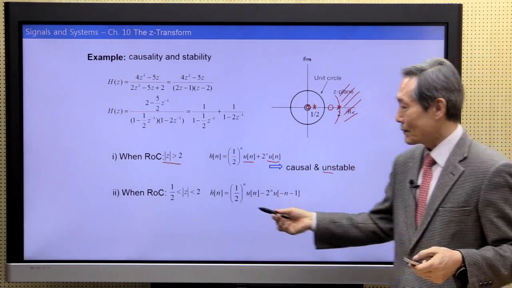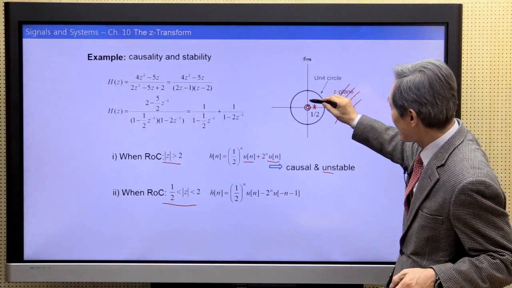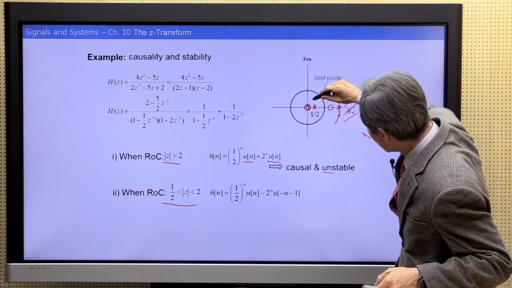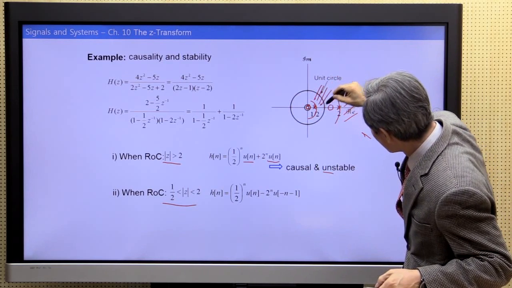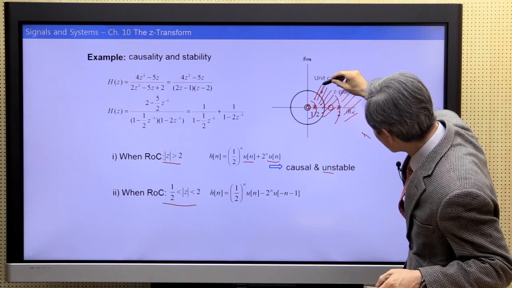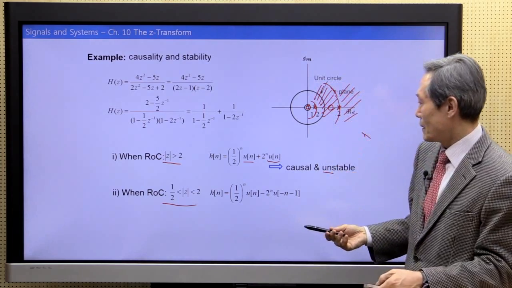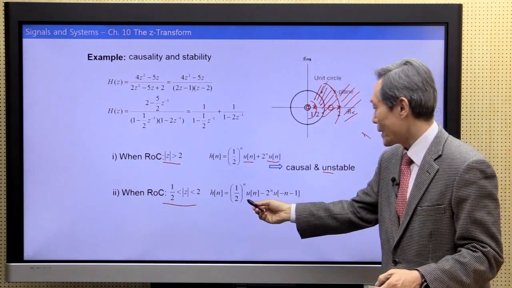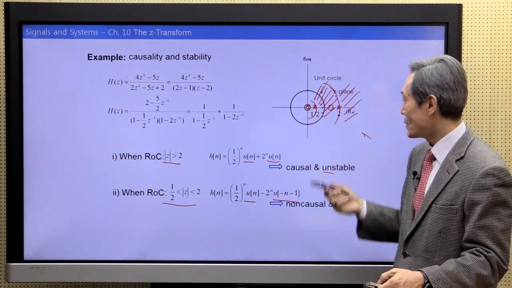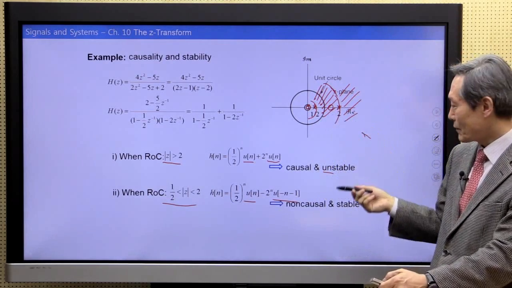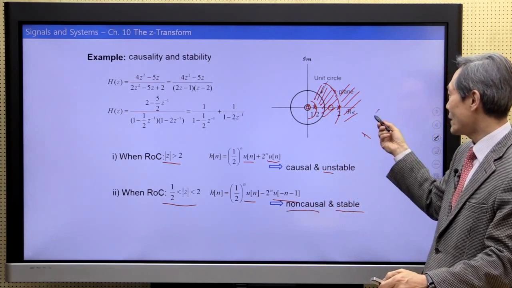Second case, if the region of convergence is a ring like that, it includes the unit circle. One term is right-sided and the other is left-sided, and the unit circle is inside the region of convergence. So it is stable, but it is not causal because infinity is not included.